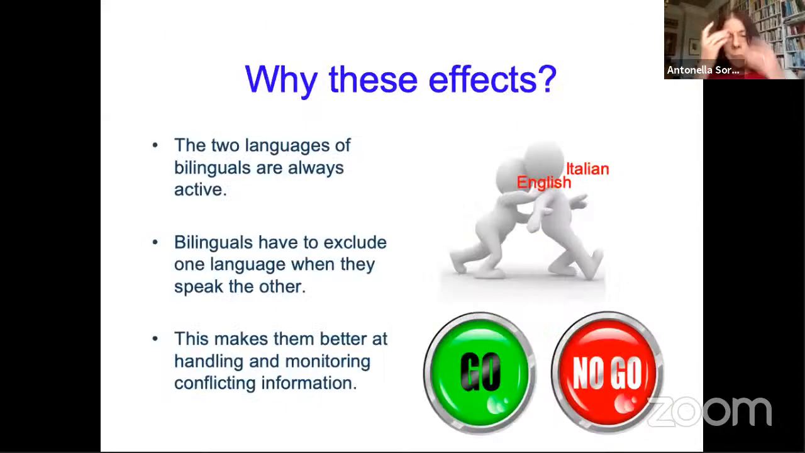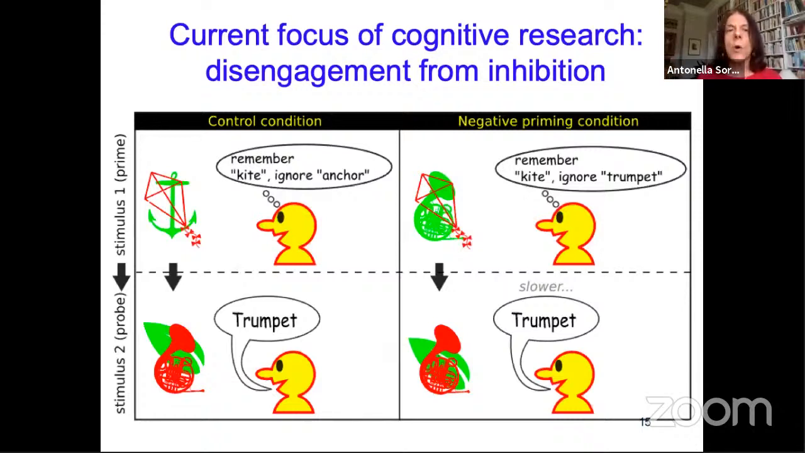Now, these effects have been at the center of a big controversy. I'm not going to go into this controversy, but researchers are working on a better definition of these effects, what they entail and how they can be measured. That implies, for example, looking beyond the ability to inhibit information, which is what the first focus was. So now there is some shift of attention in cognitive research towards not only the ability to inhibit, but the ability to disengage inhibition, the ability to refocus attention in an effective way. And this is just one illustration.